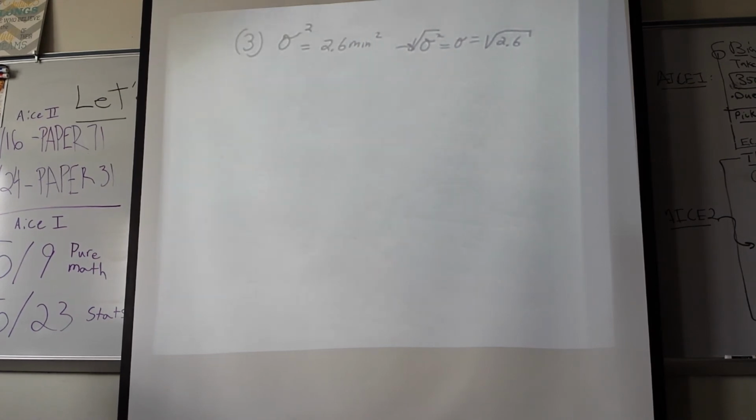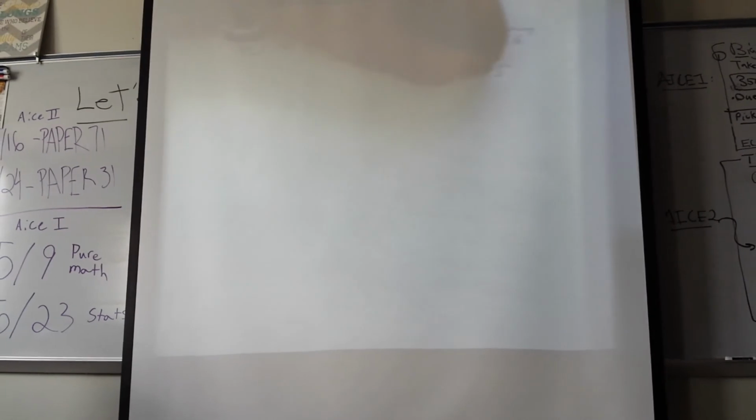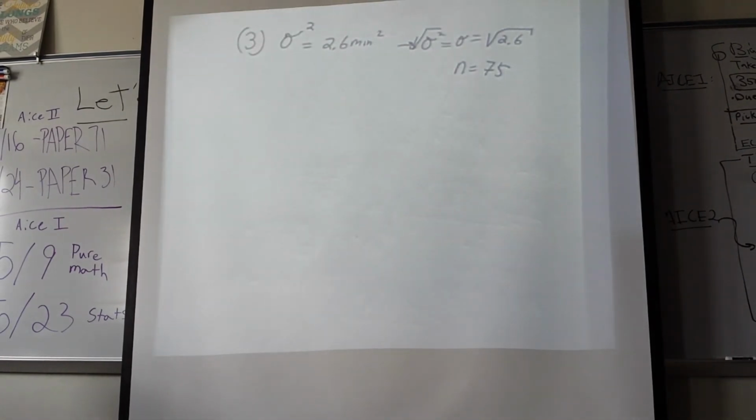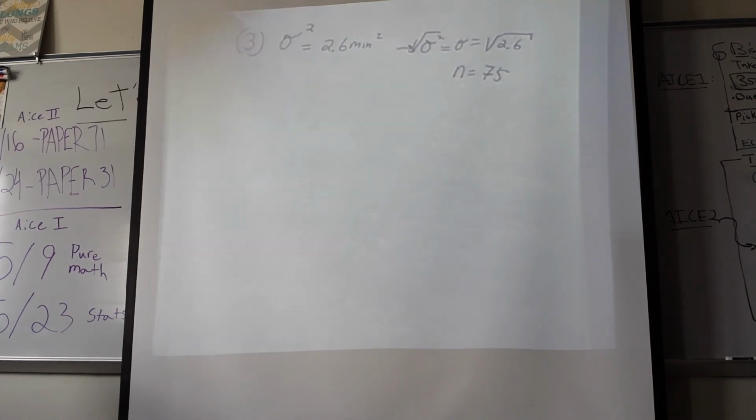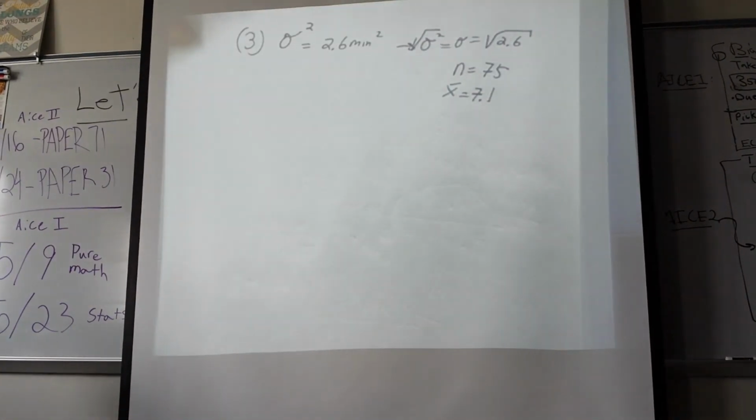Okay, so the next thing says a random sample of 75 people. What is that thing? That is your N. That's correct. Okay, the waiting time is 7.1 minutes. That's your X bar. Okay. All right, not bad, because that's your average waiting time for those 75 people. All right, not bad so far?